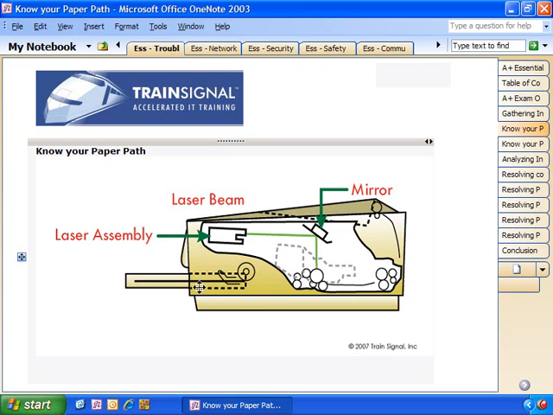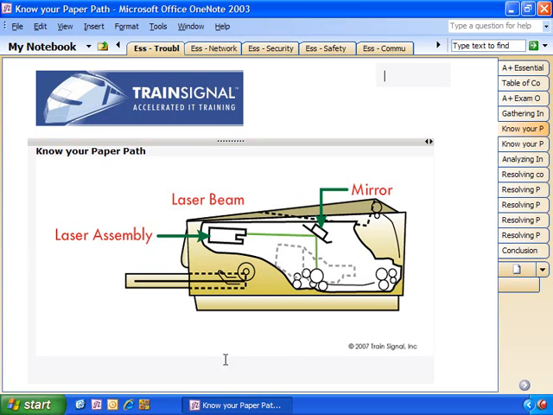But what if you had a duplexer unit? It would run the paper through here, it would back it out, it would turn it over, and then send it back through here, then back up the top and then out. So just an example of duplexing. Maybe your paper is jamming down here where there could be a duplexing unit.